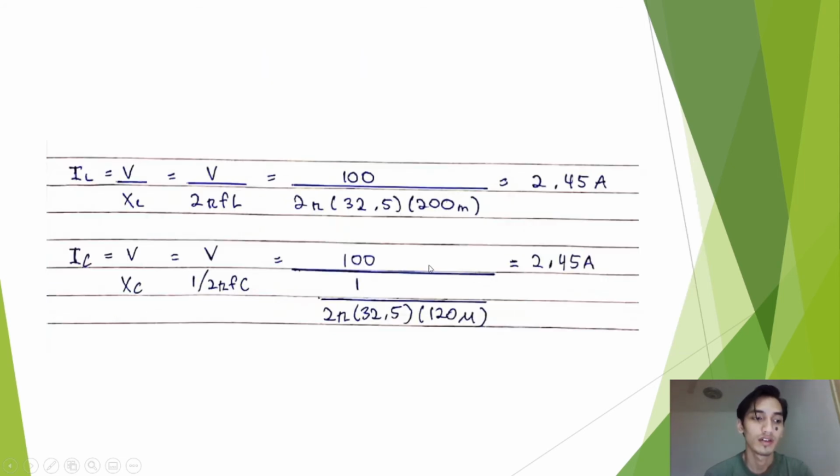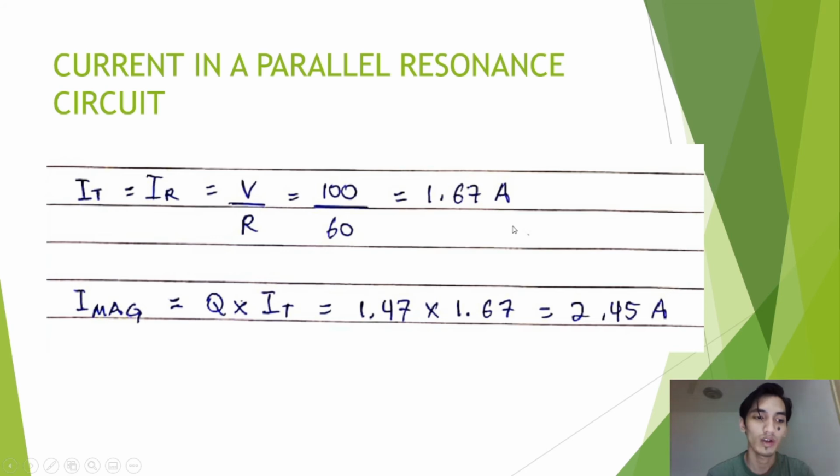Note that the current drawn from the supply at resonance, so the resistive current, is only 1.67 amp, while the current flowing around the LC tank circuit is larger at 2.45 amp. We can check the value by calculating the current flowing through the inductor or capacitor at resonance.